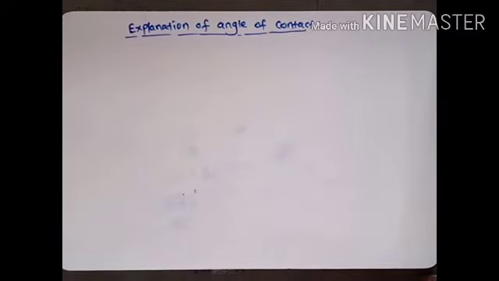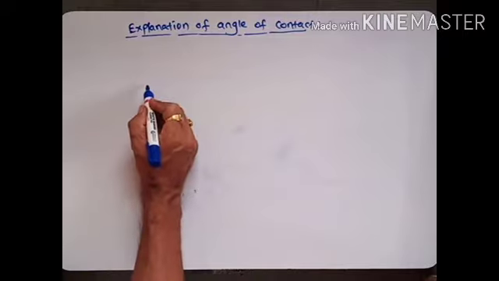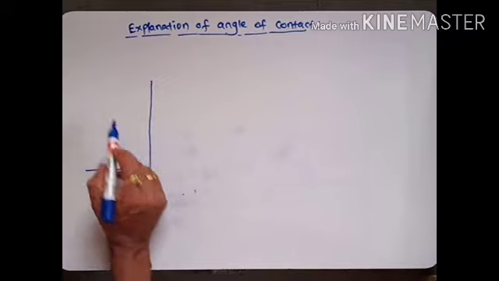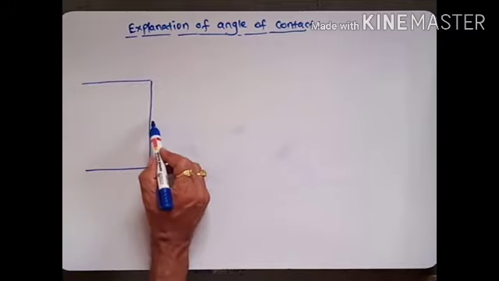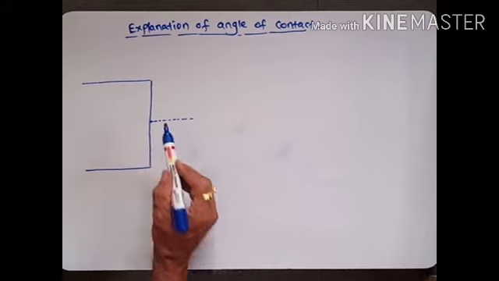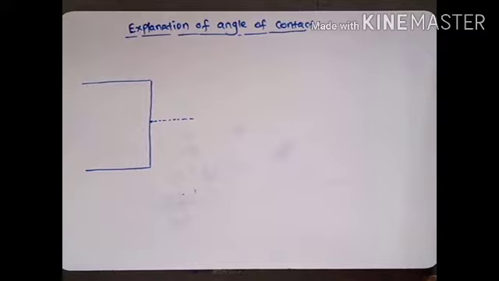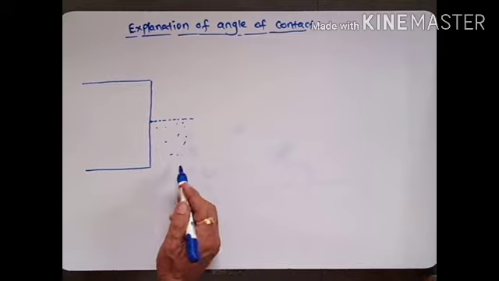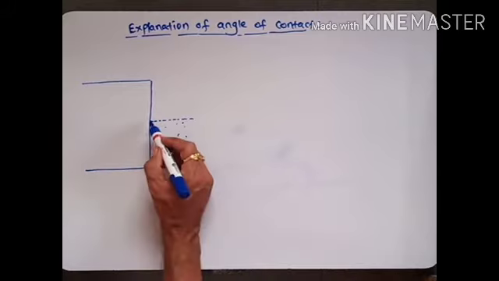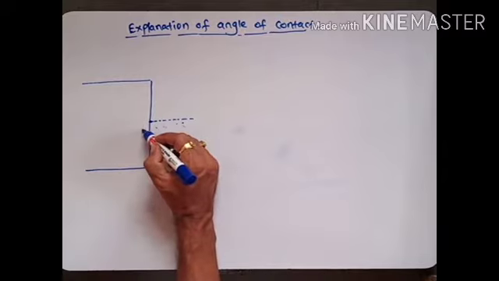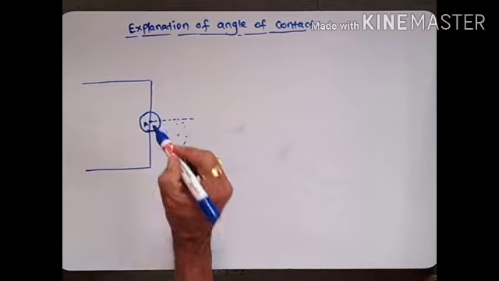Here, consider a liquid in contact with a solid. Suppose this is the solid, and the liquid is in contact with this solid. Suppose this is the liquid. Now here this is the point of contact. Now we consider, suppose this molecule is A, and suppose this is the sphere of influence of molecule A.